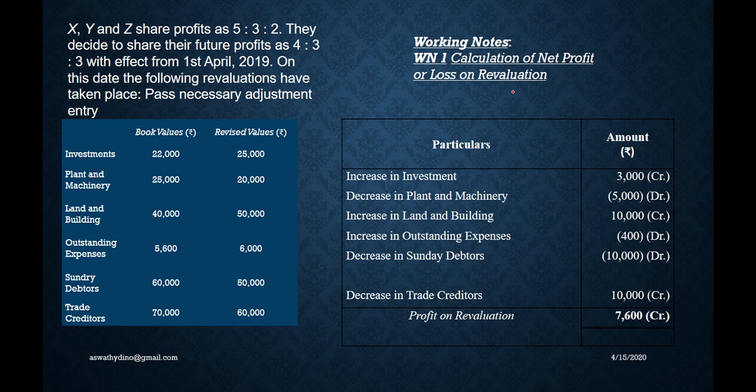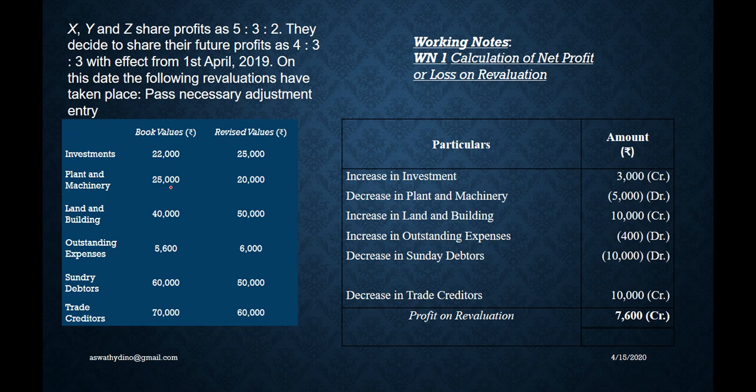So some assets are increasing, some decreasing, liabilities values also increasing, decreasing. We need to find out the net effect. What is the amount to be adjusted between partners? So we are doing it like this. First, investment: book value is 20,000 and revised value 22,000. Investment 22,000 book value, revised value 25,000. So it is an asset. Asset value is increasing, so there is a profit of 3,000. So increase in investment, 3,000 credit balance.